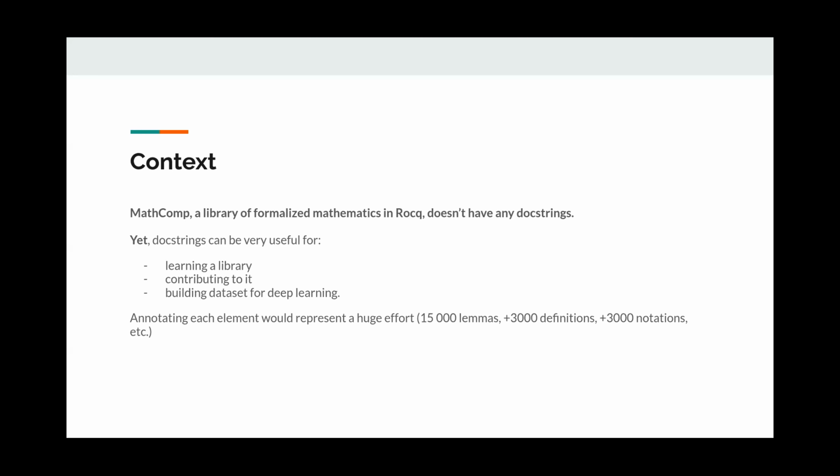So MathComp is a library of formalized mathematics in Coq, which doesn't have any docstrings, yet we know that docstrings can be useful for learning the library, for contributing to something, and with some dependencies, some previous dependencies. And it can also be very useful for the deep learning community because having natural language annotation of formal statements can be very useful to train models to do formal things.